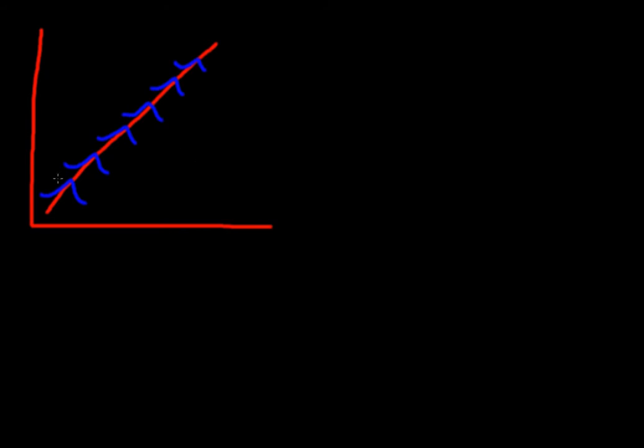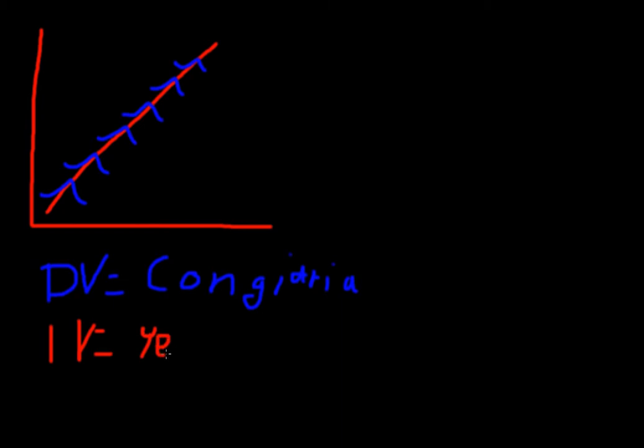So let's take a simple example. You want to explain the amount of congiaria, that is the monetary gifts given by a Roman emperor, in total over his lifespan by his years in power. So we have two numerical variables. We have the dependent variable, let's call it dv. This is our congiaria in millions, and we have our independent variable, that is years in power.